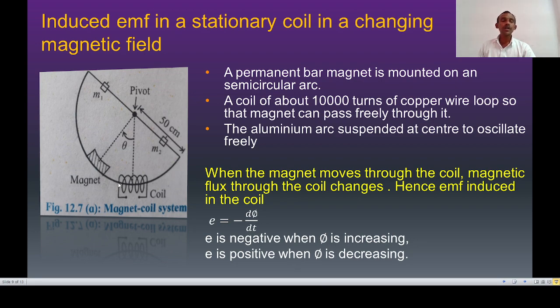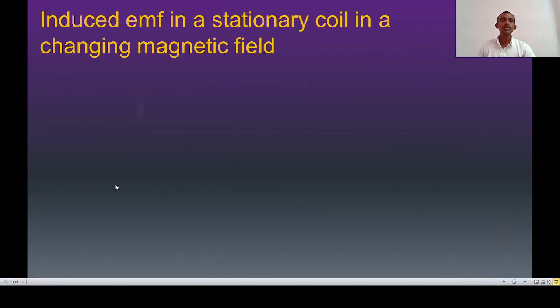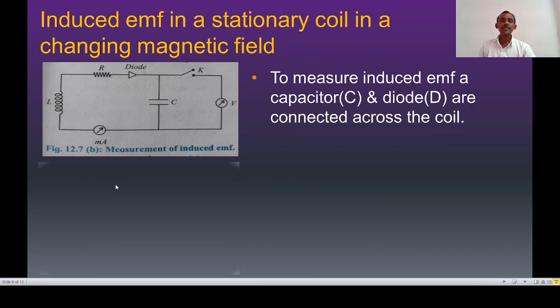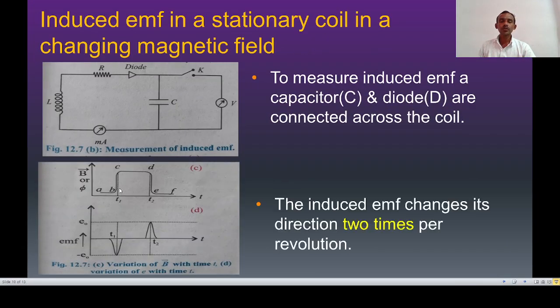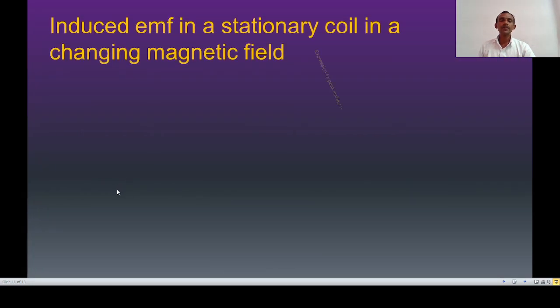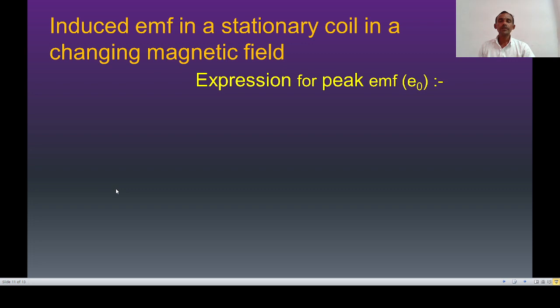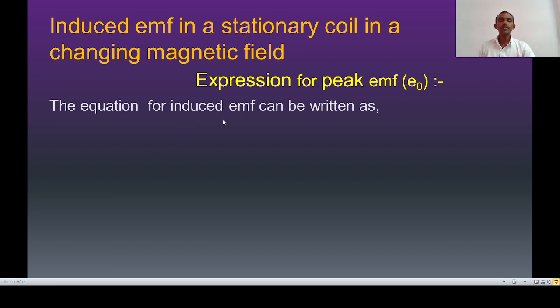That means per revolution EMF will change its direction two times. Now we have to derive an expression for peak EMF induced in that coil, that is the E0. Now the equation for induced EMF can be written as E is equal to d phi by dt.